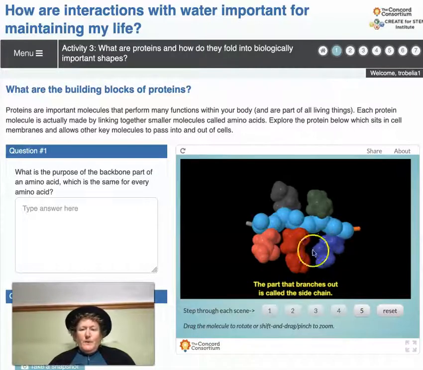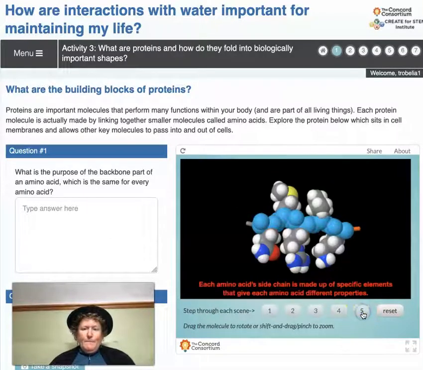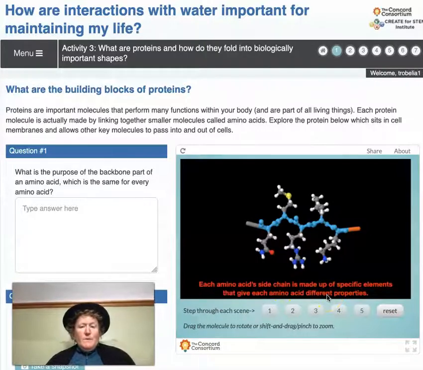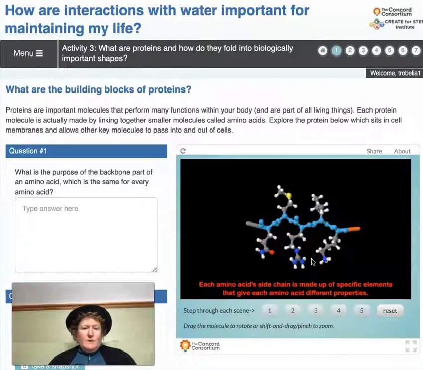The part that branches out, these parts like the pink, red, blue, green, and black here, those are called side chains. And each side chain is made up of specific elements that give each amino acid different properties. And we'll be finding out more about those different properties as we move through the simulation here.